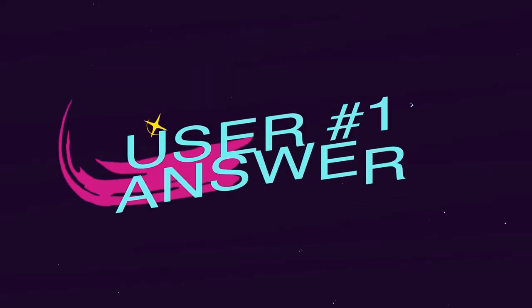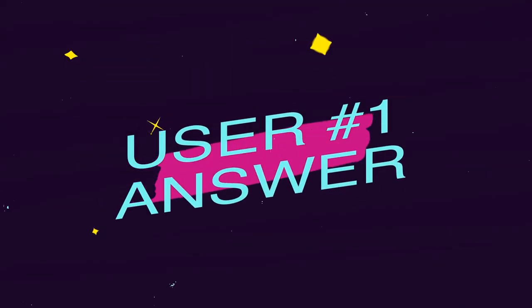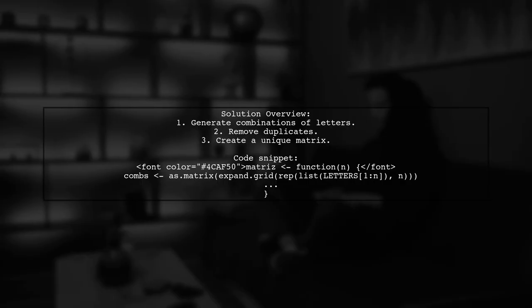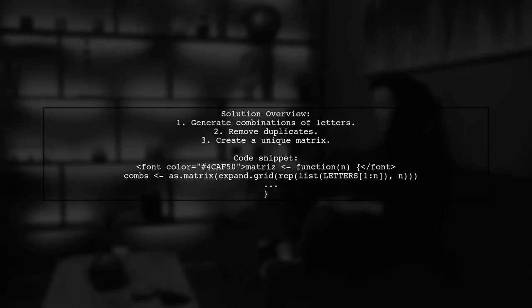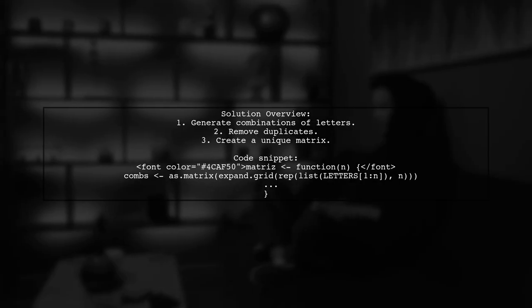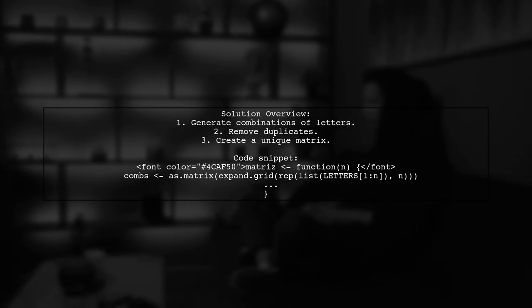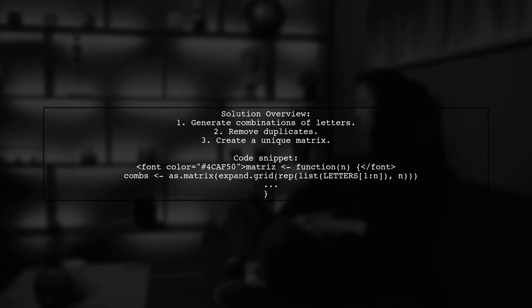Let's now look at a user-suggested answer. This solution generates all possible combinations of letters and removes duplicates, resulting in a unique matrix. The function uses nested loops to sample combinations and ensure each row is distinct.